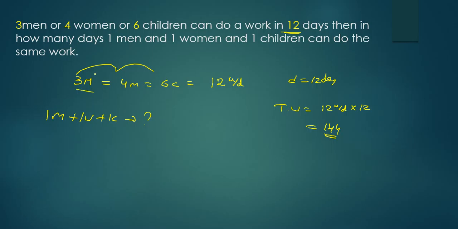If 3 men are doing 12 units per day, one man will do how many units per day? 4 units per day. If 4 women are doing 12 units per day, one woman will do how many units per day? 3 units per day. If 6 children are doing 12 units per day, one child will do how many units per day? 2 units per day. All 3 together are doing how many units per day? 9 units per day. So days required to complete the work is nothing but total work divided by work done per day. What is work done per day? 9. On simplification you get 16 days.